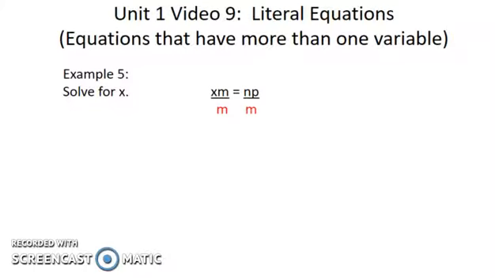Okay. Now, what is m over m equal to? That becomes my coefficient of x. And I'm left with this funny looking fraction. I don't know what the value of any of these letters are, so I'm going to relax and say n p over m is what is equal to x.